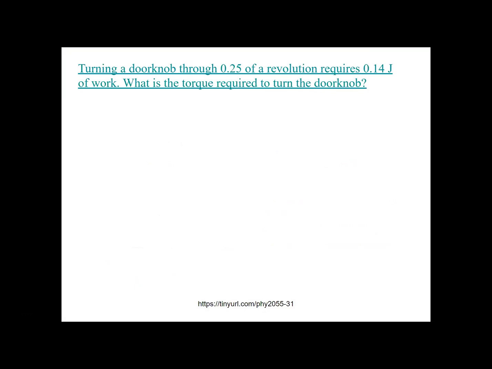Okay, work equals torque times theta. All right, I'll give you a couple of minutes and then we'll take a look at the solution together.